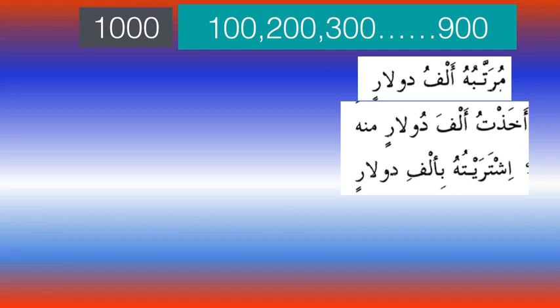Ishtaraytuhu, I bought it. So again here bi alfi dolarin. So b is harf jar and alfi is ism majroor. So you see alfu, alfa and alfi, it will decline normally. So ishtaraytuhu bi alfi dolarin.